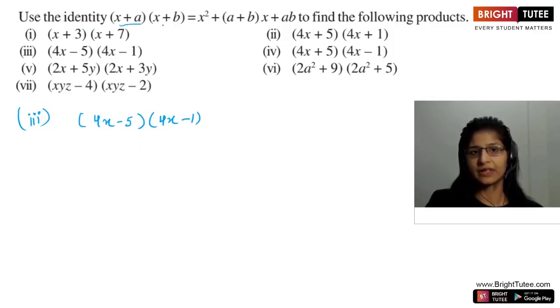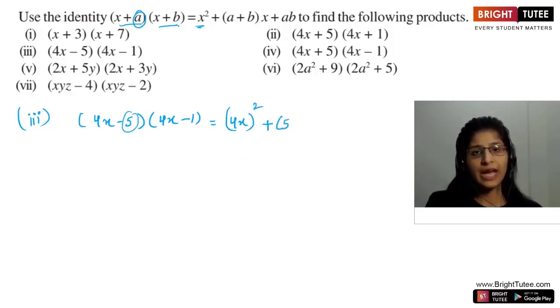If you compare with this, instead of x, what do we have? Instead of x we have 4x. So 4x whole square plus, instead of a, what do we have? 5. So instead of a, I'll write 5. Instead of b, what do we have? Okay, one more thing. Just see, it is minus 1.